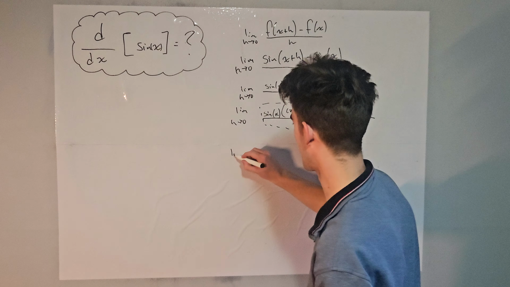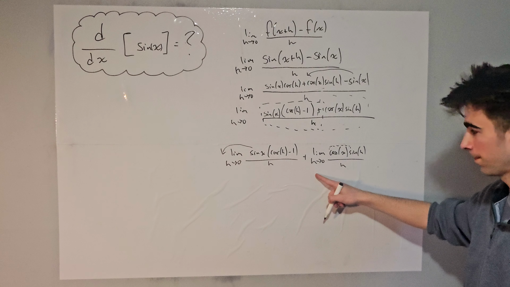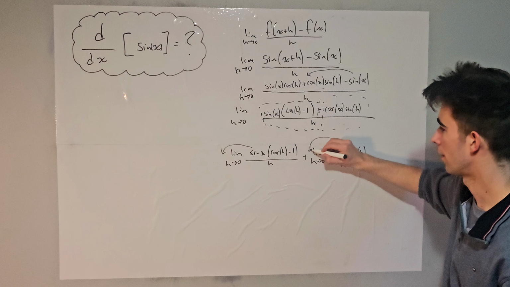From here, notice how we have a sine x here in the front that doesn't have an h in it. And when we have a factor without the variable that we're taking the limit of in a limit expression, we can pull it out to the front. Same thing in the second part here, but now it's this cos x that doesn't have an h in it. We can absolutely pull that to the front.